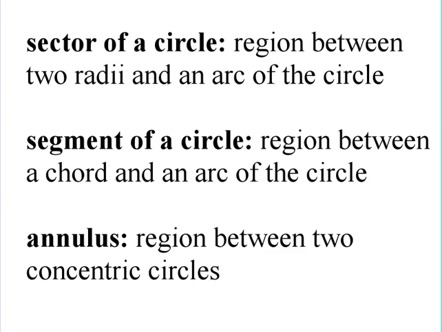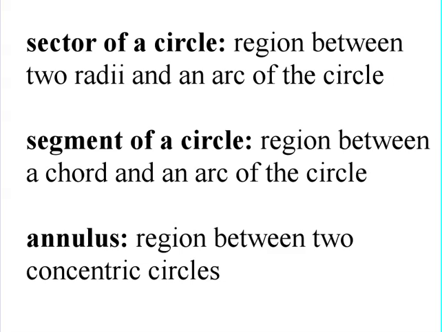2 concentric circles. That's an annulus. So when you think about an annulus, you can think about a bullseye. If you're taking archery in PE class, you could say, hey, that's an annulus right there. And everybody would probably look at you and say, what? All right, so anyway, that's an annulus. Those are some new definitions that we've got.